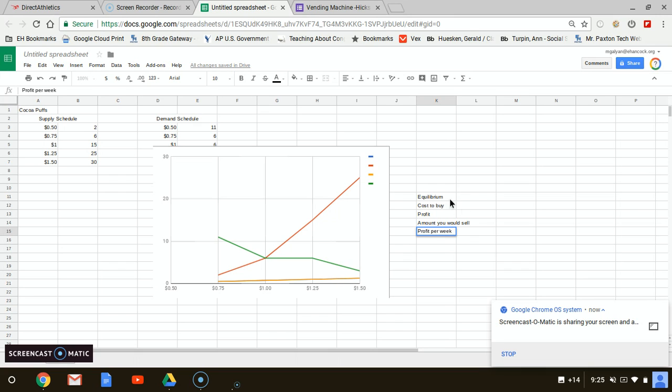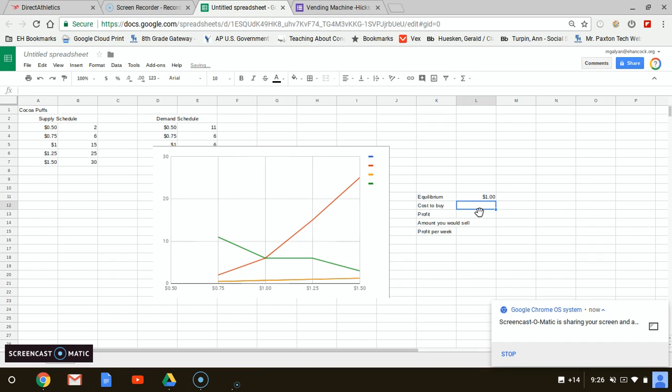Now, the equilibrium is just going to be this point right here. And what you notice is it's where your supply schedule and your demand schedule cross. So our equilibrium point right here is exactly $1. That is our equilibrium point, $1 here on this graph. So we're going to put an equilibrium point of $1.